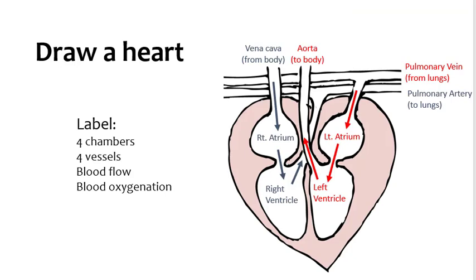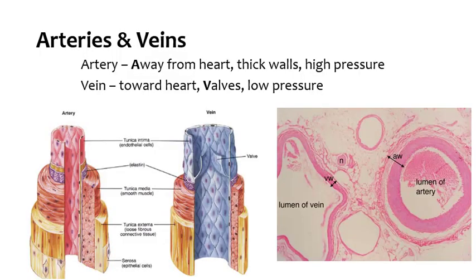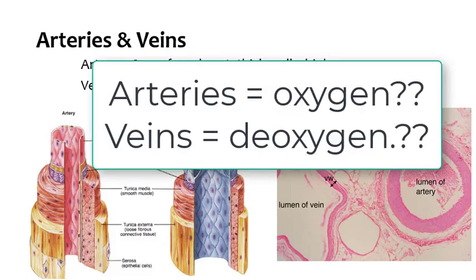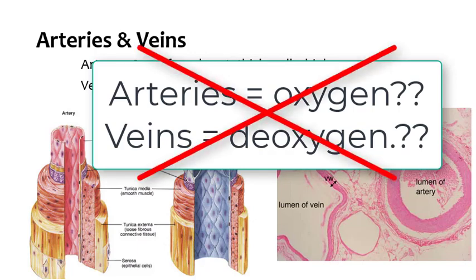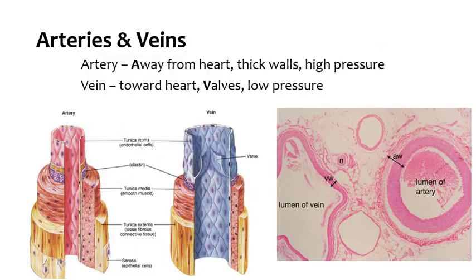This slide shows what we just drew, only with some clearer labels. You can pause to review if you wish. We mentioned arteries and veins when doing our drawing. What's the difference? Many people think that arteries carry oxygenated blood and veins carry deoxygenated blood. No, that's actually not the difference. The difference is that arteries leave the heart and veins return to the heart.